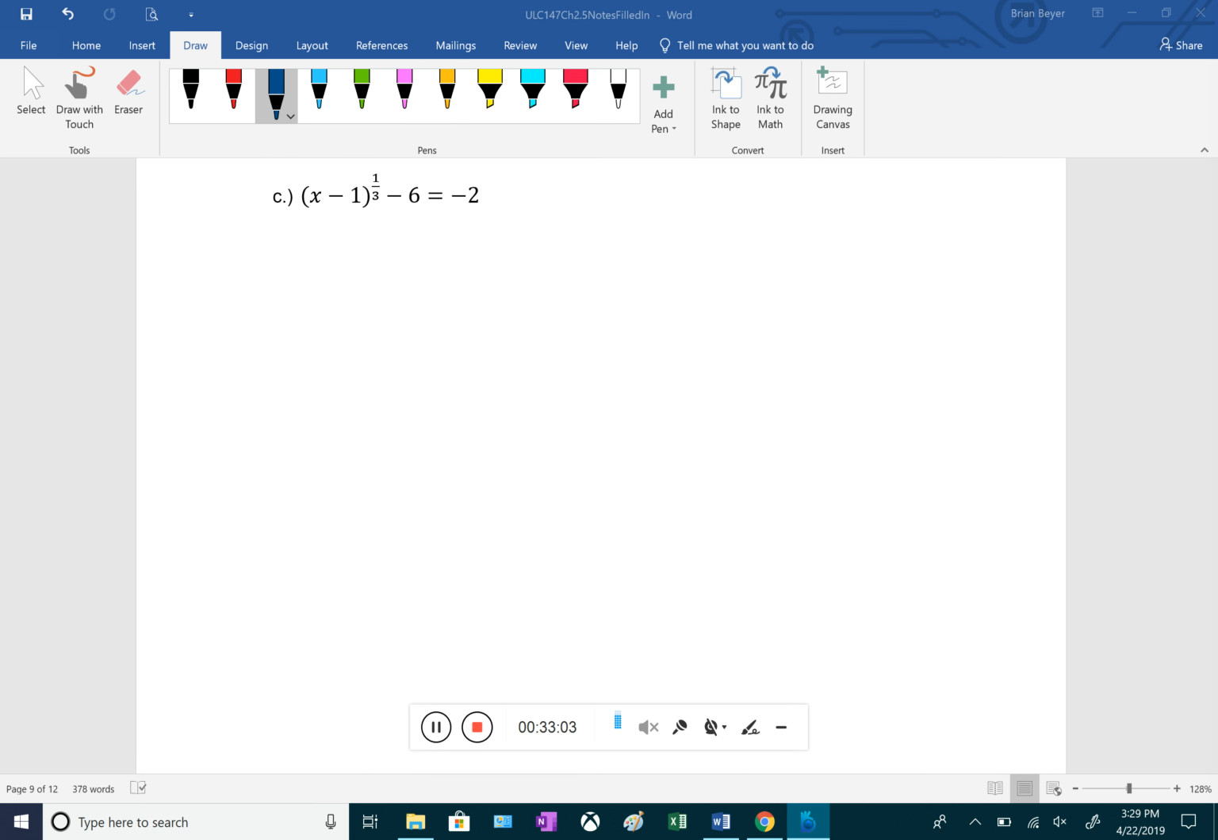So we have x minus 1 to the 1/3 minus 6 equals -2. Okay, so we have to actually isolate this whole thing first. That whole thing is raised to the 1/3 this time. So we have to add 6 to both sides. And we get x minus 1 to the 1/3 equals -2 plus 6, which is +4. And we have to raise both sides to the reciprocal of 1/3, which is 3.